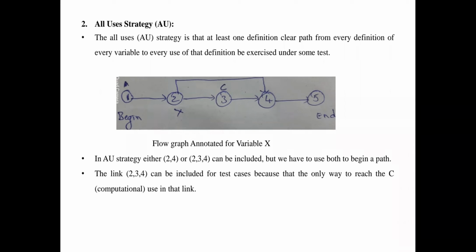So in this strategy, a definition has to be made for a variable, followed by a computation. That is the all-use strategy. So when you are taking the two test paths, 2, 4 or 2, 3, 4, the path 2, 4 does not satisfy it. 2, 3, 4 is included as a test case because the only way to reach the computational use is by this link. That is called the all-use strategy, AU.